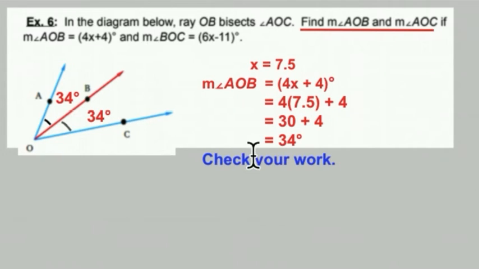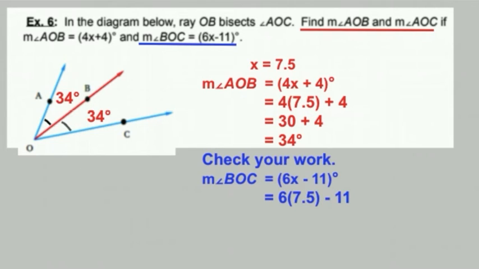To check my work, I'm going to make sure that when I replace this x here with 7.5, I also get that angle BOC is 34 degrees. So the measure of angle BOC is 6x minus 11. Substitute 7.5 in for x, and I'll also get that that is a 34-degree angle. So yes, it does check.